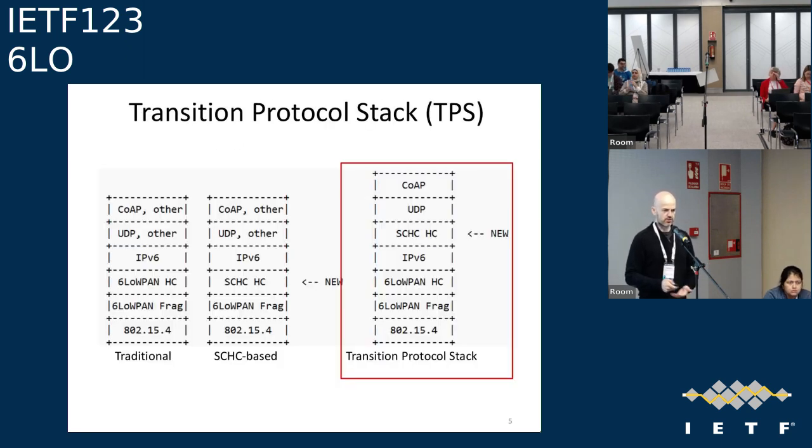So what is this transition protocol stack? It is the protocol stack shown on the right, highlighted in red on this slide. So the idea here is that in this protocol stack, we would allow to still continue using 6LoWPAN or 6Lo header compression to compress IPv6 headers or perhaps routing artifacts, if any, and however introduce the use of SHC to compress upper layer protocols, which in this case would be CoAP and UDP.